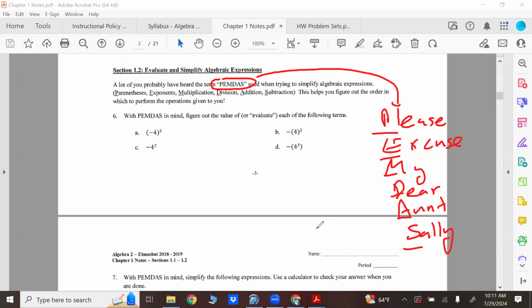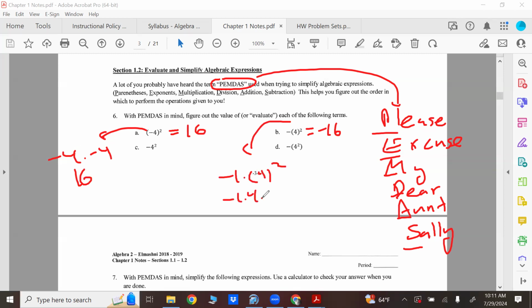You want to be mindful with A and B. A is going to be 16, but B is going to be negative 16. The reason is that A is -4 times -4, which is 16. B is -1 times 4 raised to the second power, so -1 times 4 times 4, which is -16. It's very subtle, but you want to be mindful. If the negative is inside the parentheses, you follow PEMDAS, because I have to take care of the parentheses first, which is -4. I have to do that twice because you have to square it.